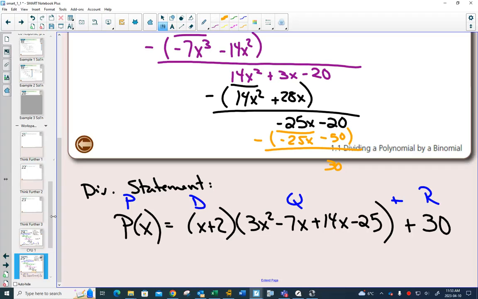And questions to practice on this one are 3b and 7.